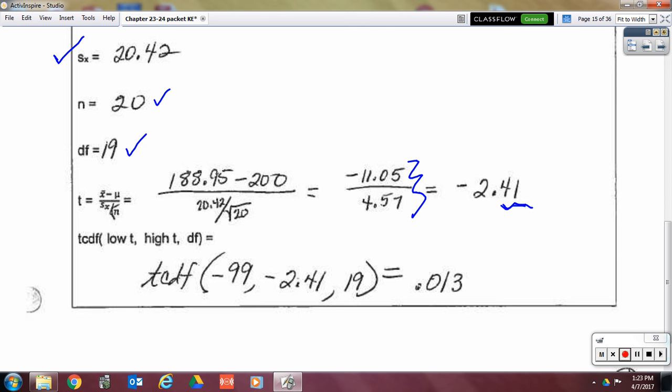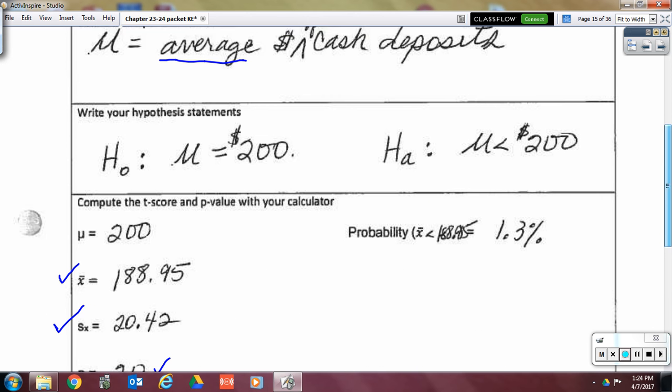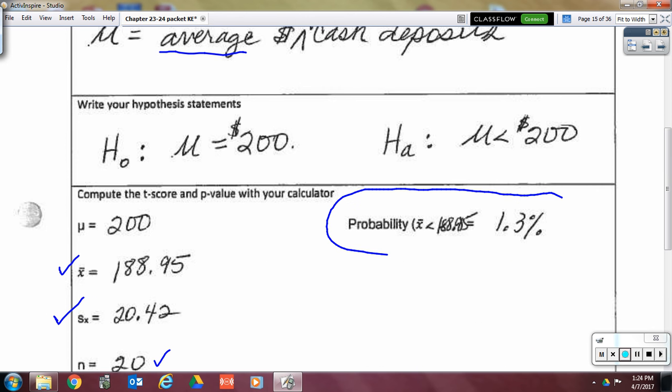All right, so when we do this, we use tcdf, because it is a less than, so I am doing tcdf from negative 99 up to that t-score, comma, 19 degrees of freedom. So I've got 0.013. This is your p-value. Now, I saw a lot of people leaving this off, so let's have a little discussion about this. Okay?